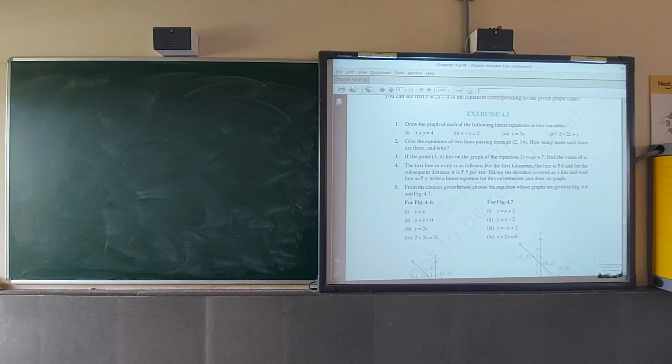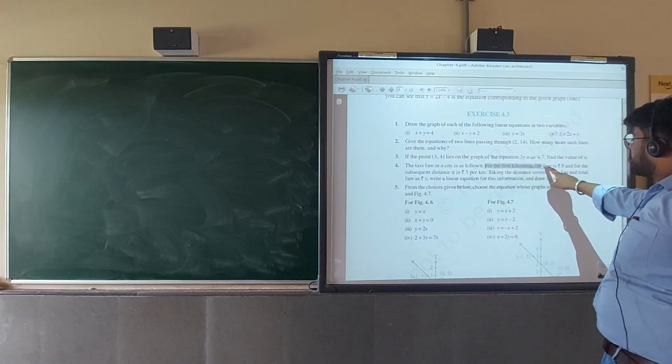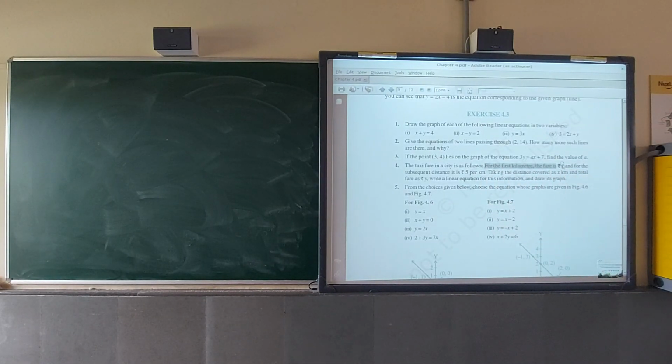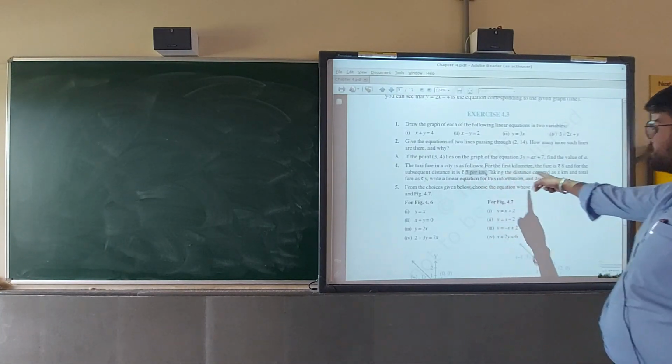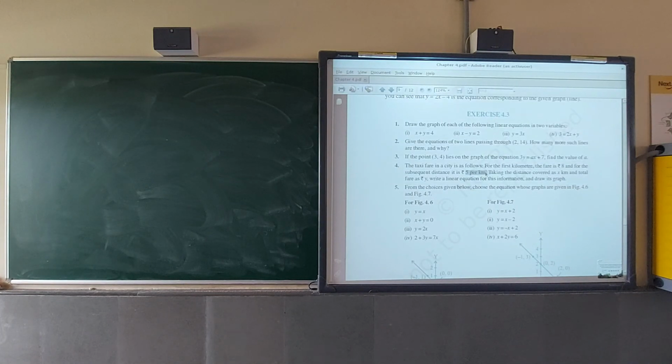Now the fourth question is what? The taxi fare in a city is as follows. For the first kilometer the fare is 8 rupees, and for the subsequent distance, after the first kilometer, it will be charged at 5 per kilometer. Take the distance covered as x and total fare as y. Now form the equation and make the graph of it.